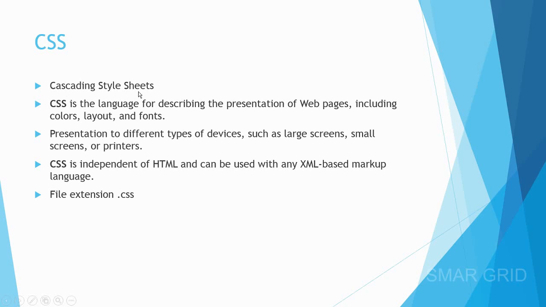Additional to HTML, we should know about CSS. CSS is Cascading Style Sheets. CSS is a language for describing the presentation of a web page, including color, layout, and fonts. This CSS is used in HTML files, where we can include the font of the text, the color of the text or background, the layout, the table format, the size of a table, and many more. It presents for different types of devices such as large screens, small screens, and printers. With the help of this CSS, based on the device or the screen, we can set the size of a web page and the visibility.